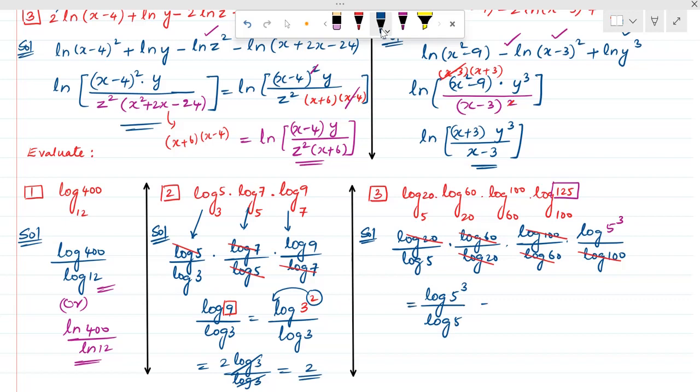So I will bring the power here: 3 log 5 over log 5. Now what is this one? Cancel. So log 5 cancels, and the answer will be equal to 3. So the answer will be 3.